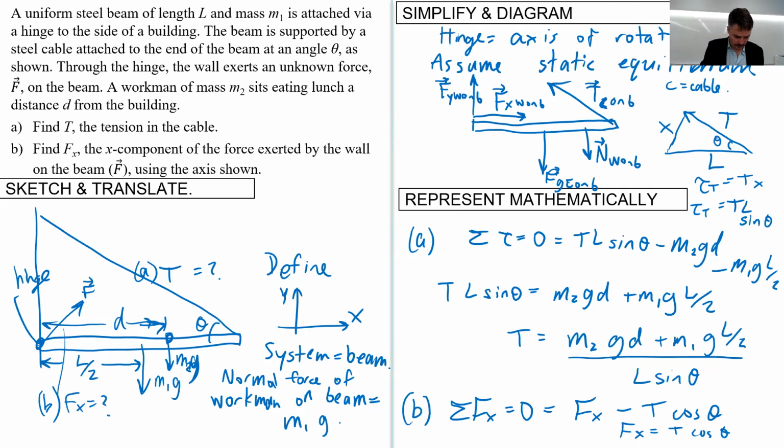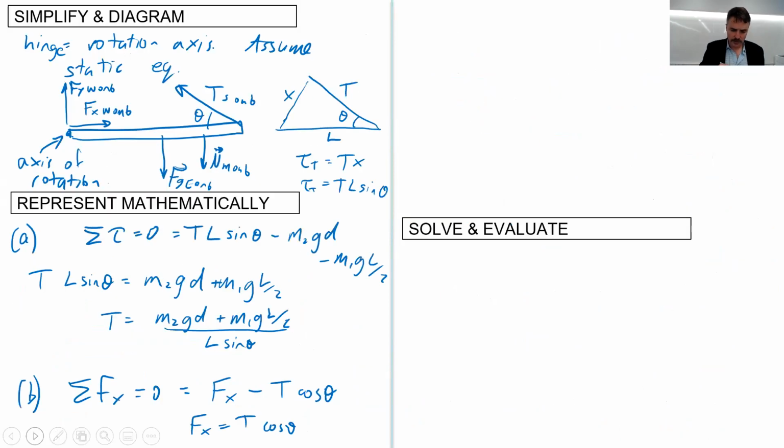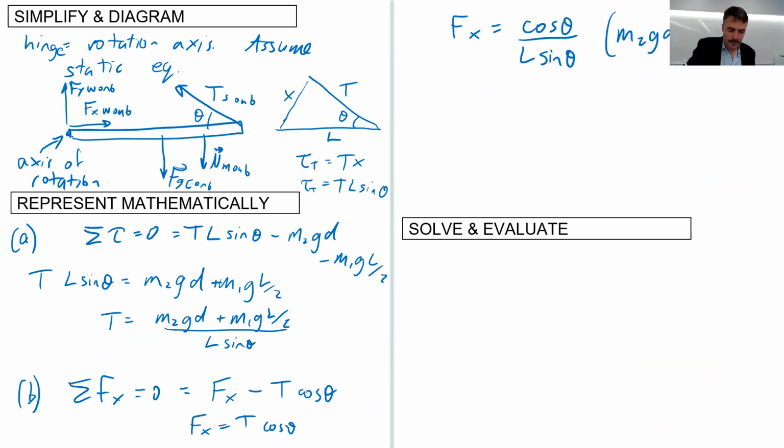Let's shift this over. Finish it up. I think that's it. You just say Fx is equal to, I'll just rearrange things a little, cos theta divided by L sine theta times M2 times G times D plus M1 times G times L over 2. And so the weird thing about this is that there's no numbers to plug in, but that could happen.